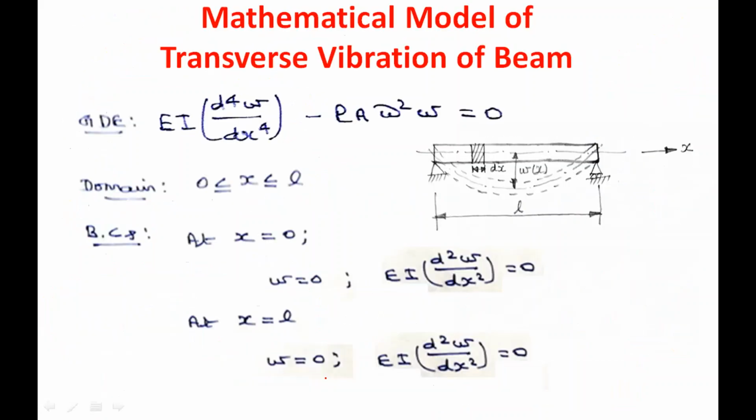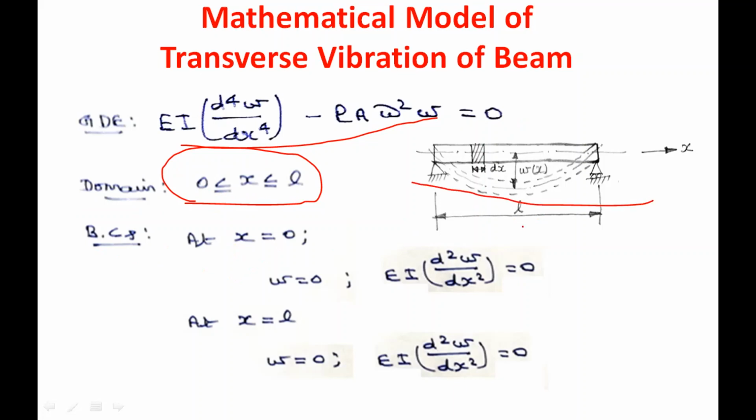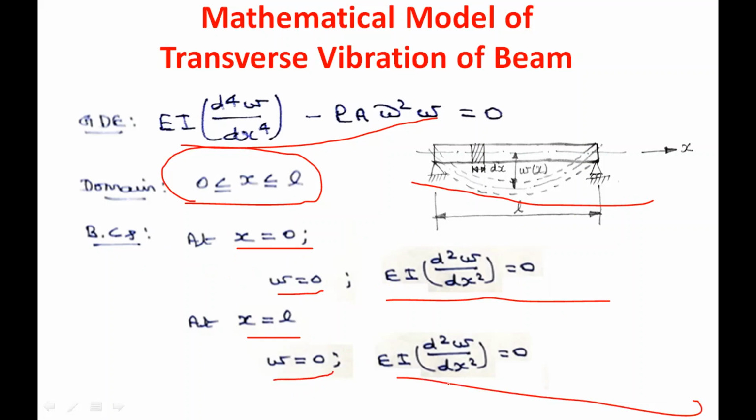How to represent the mathematical model? In the mathematical model, we have three things. One is the governing differential equation in the frequency domain: EI d power 4 W by dx power 4 minus rho A omega square W equal to 0. What is the domain? The domain has only x, the independent variable, varying from 0 to L. And what are the boundary conditions? This is assumed as a simply supported beam. So at x equal to 0, deflection is 0 and bending moment is 0. At x equal to L, the right hand deflection is 0 and bending moment is 0. So these are the boundary conditions which can be used for solving the problem.